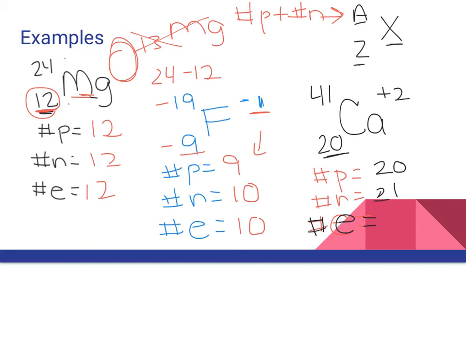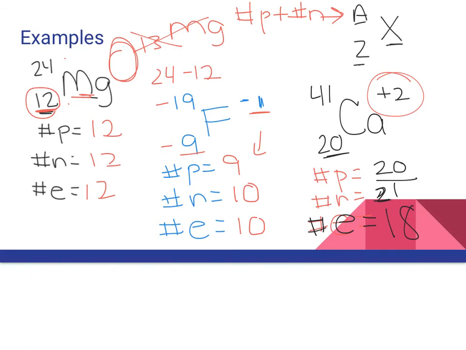Once again, I'm dealing with a charge, +2. In order for an ion to become positively 2 charged, it has to lose 2 electrons. In a neutral atom, I would have 20 electrons. If I've lost 2 of them, I end up with 18 electrons.